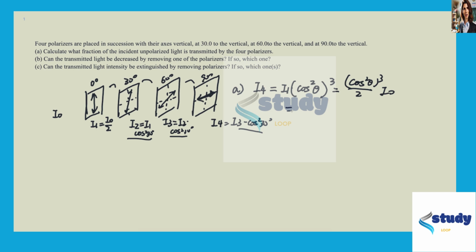And we plug in the numbers. It's cosine squared 30 degrees to the third over 2 times I naught. Okay, and now we plug in all the numbers, and this gives us 0.211 I naught. So 21% of the light will survive in this case.